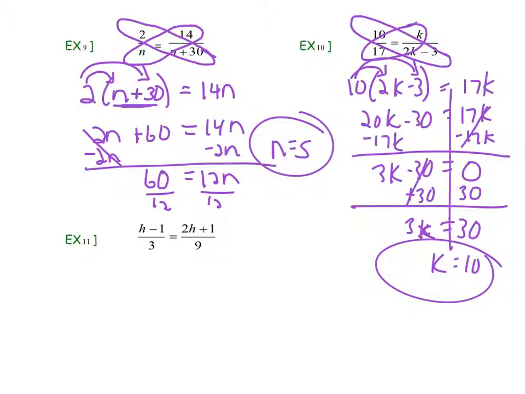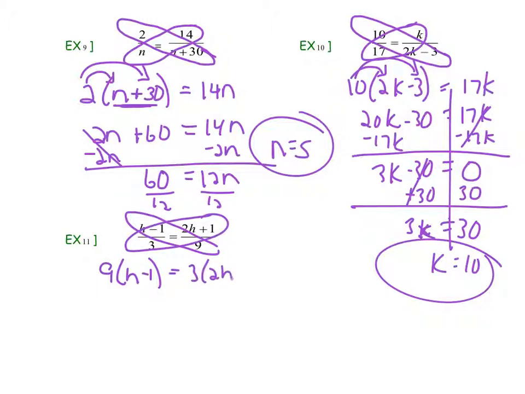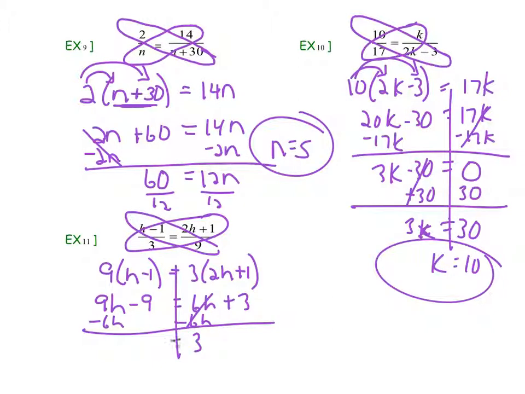All right, let's do the last one. If you know how to do it, you can pause and check your work. 9 times h minus 1, again in parentheses, and then 3 times 2h plus 1. Now I distribute: 9h minus 9 equals 6h plus 3. And then I can subtract the smaller h from both sides. So then I would get 3 equals 3h minus 9. Then I would add 9 to both sides, and I would get 3h equals 12. Then divide by 3. This should be 12. Then I get h equals 4.